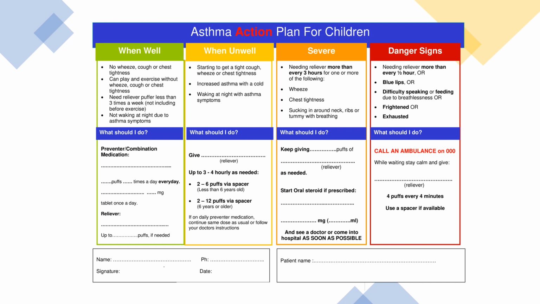And then when the individual gets unwell, they're starting to cough, they feel tight, they feel increased asthma with a cold, they're getting a cold and they're waking up at night. So this becomes concerning. At the bottom there, it tells you what you should do. Instead of using a rescue inhaler now, use that inhaler more commonly. Then if it's severe, where more than 3 hours they're wheezing, they're sucking in around the neck using accessory muscles, they should call a provider and decide what they should do.